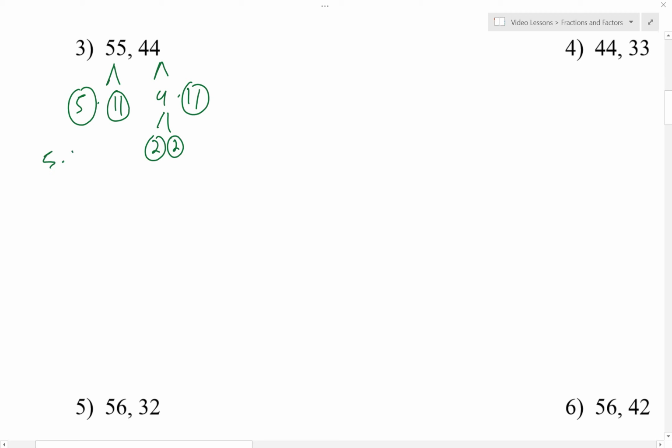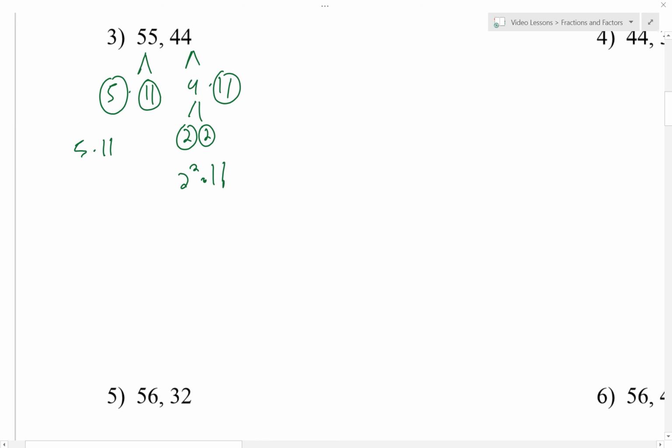So this one is just 5 times 11. This one is 2 squared times 11, right? So now what we have is a situation where something is missing from each list. In order to remedy that, we take advantage of the 0 exponent. So we write 2 to the 0 into this list, and for this list, we're going to add 5 to the 0. So it's going to be 2 squared, 5 to the 0, times 11.